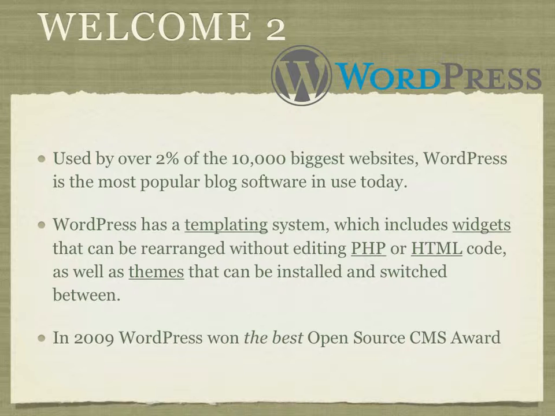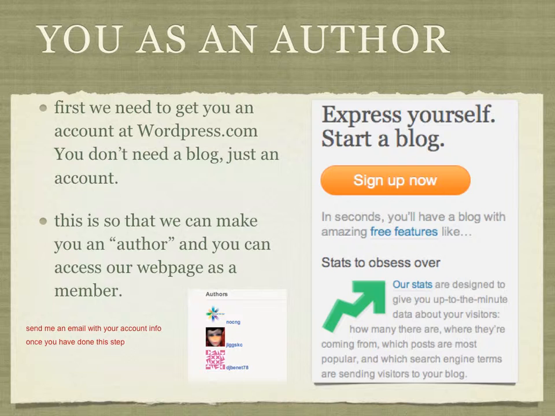It's used by over 2% of the 10,000 biggest websites. WordPress is the most popular blog software in use today. WordPress has a templating system which includes widgets that can be rearranged without editing PHP or HTML code, as well as themes that can be installed and switched in between. In 2009, WordPress won the Best Open Source CMS Award. And that's where we're moving the website.